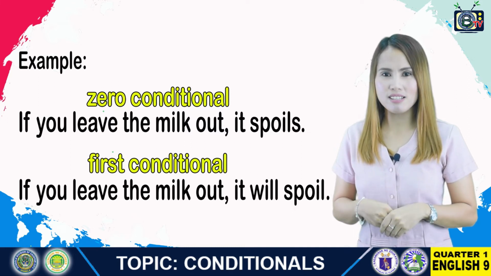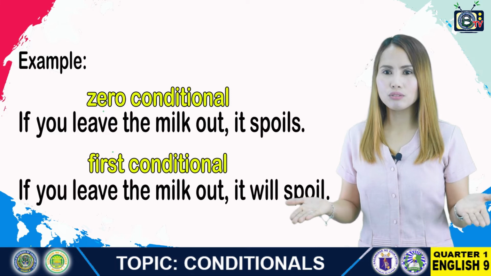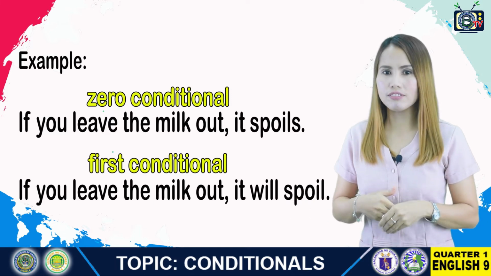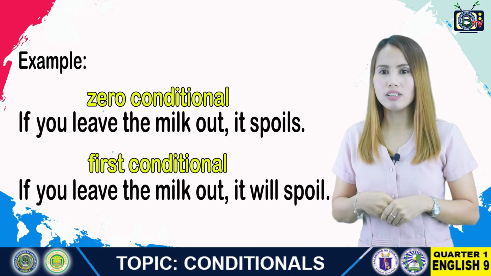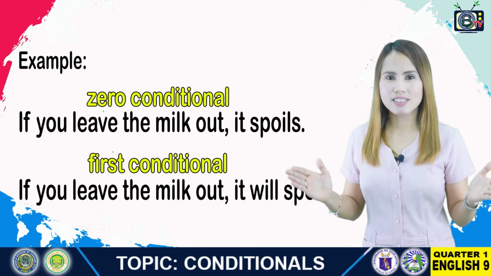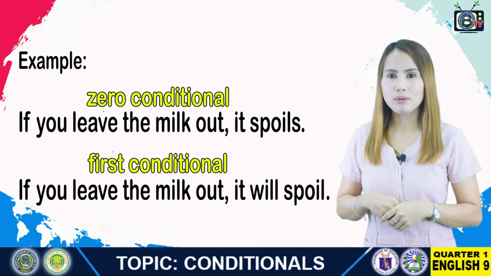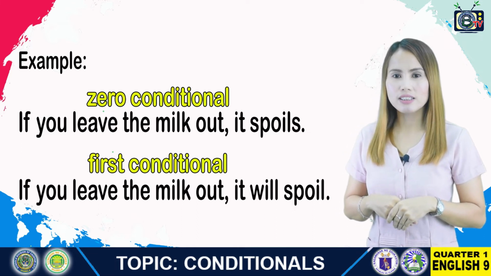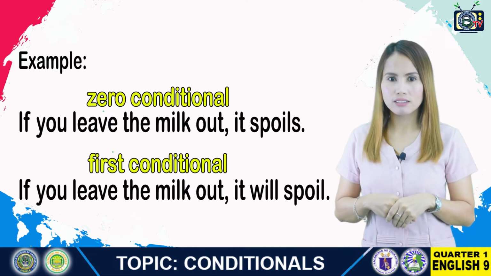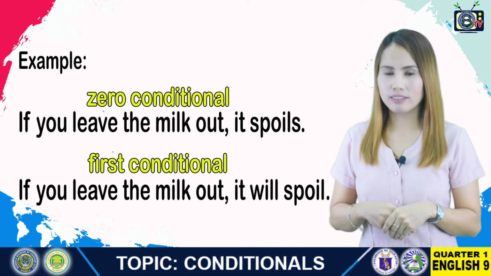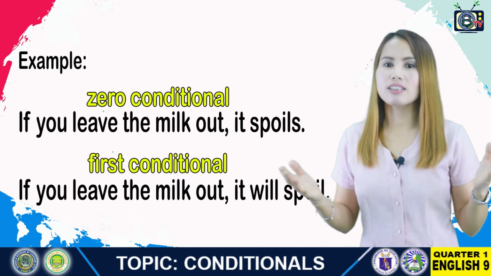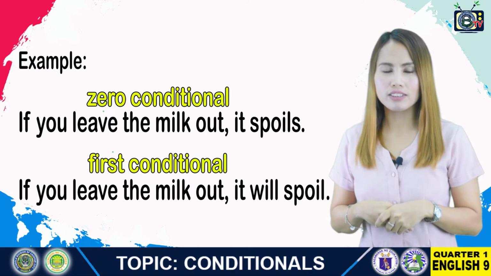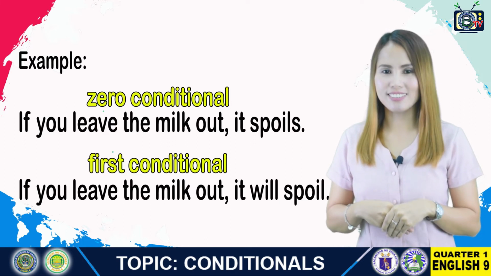The first sentence states a general truth or fact, that if you leave the milk out of the fridge, it spoils. While the second sentence tells about the current situation and its possible outcome, that if we leave the milk out of the fridge, it will spoil. So, it is just like a warning about a present situation.